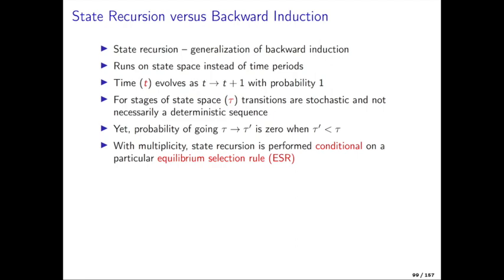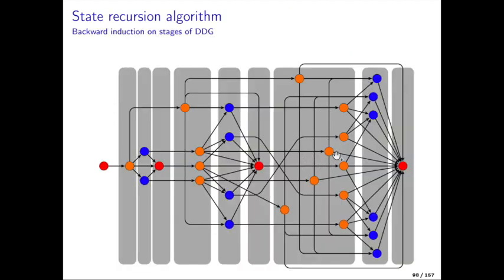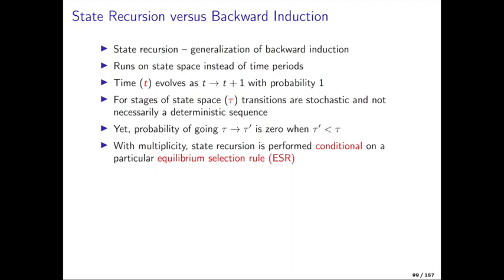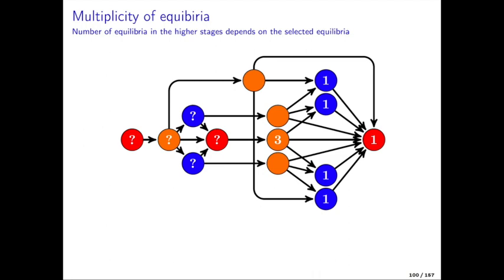With multiplicity, state recursion is performed conditional on a particular equilibrium selection rule. Okay, so we haven't talked about multiplicity yet. Right now, we just said everywhere here there is one solution, but imagine there are several solutions, several value functions that solve this stage game equilibrium in this particular stage point. Well, then there are different ways you can go to the absorbing state. Maybe one equilibrium is that firm 1 is doing the investment. Maybe another equilibrium is that firm 2 is doing the investment at this point. And then these arrows would go in opposite directions.